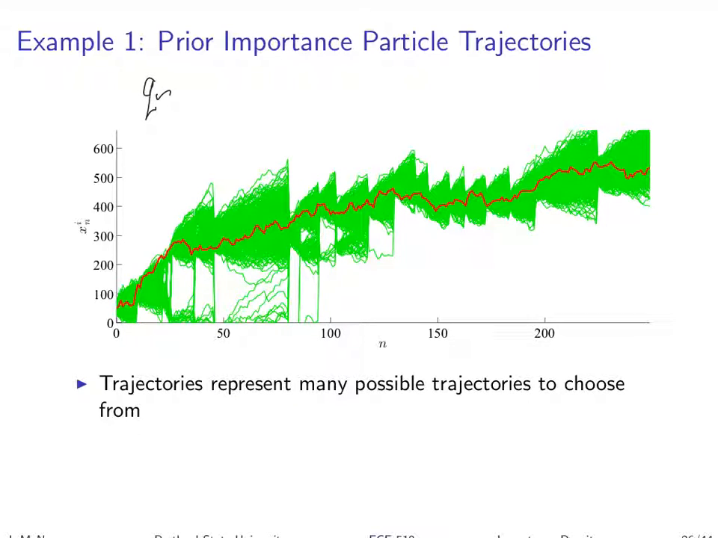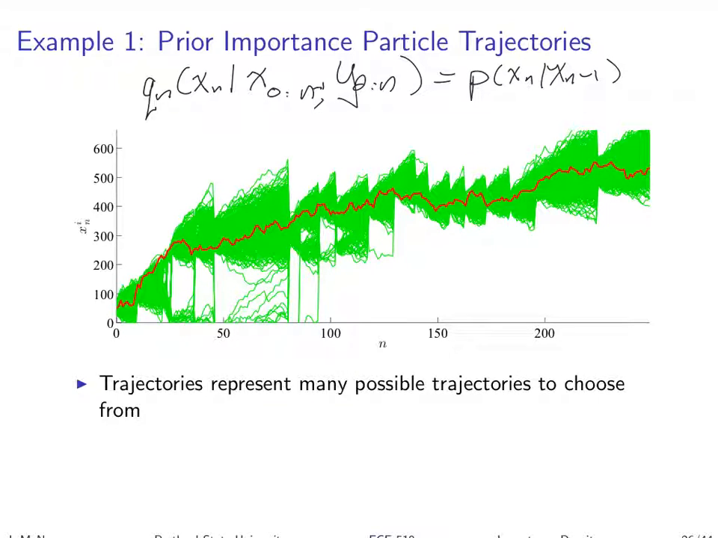This is with the same importance density that we started off with, the same one that I asked you to do the homework with, and that I've recommended to you, where q_n of x_n given as much of the past as you want of both the measurements and the state, this should be n-1, ends up just being set equal to the prior. This is what all of you have been using. So we're just feeding the particles through the process model.